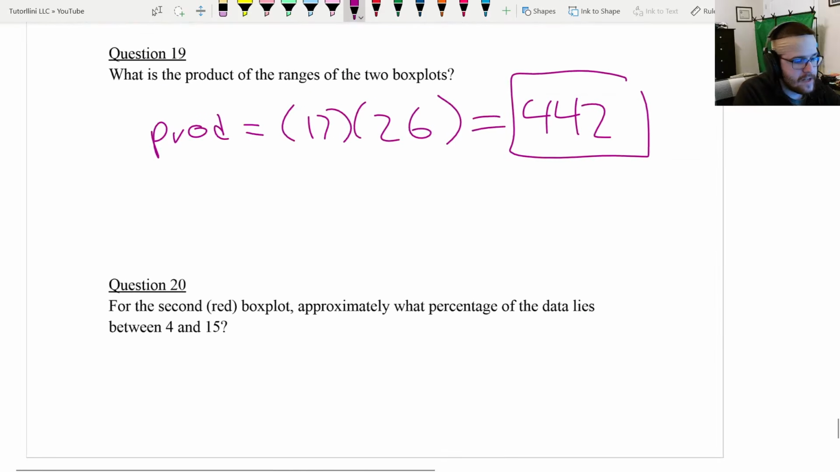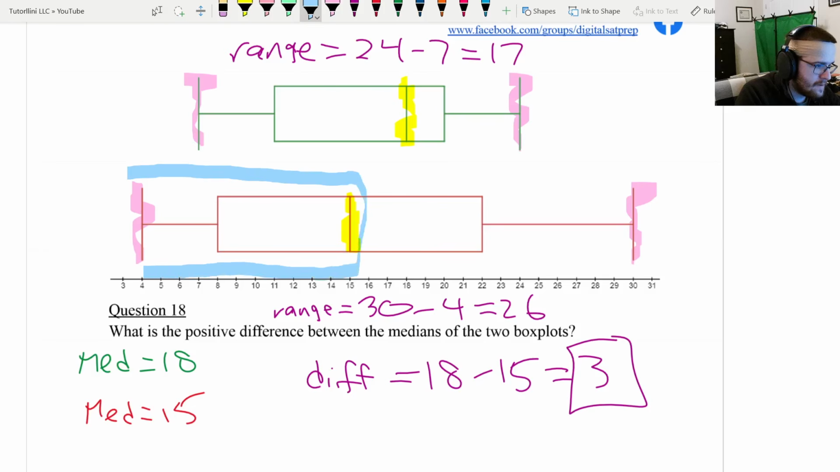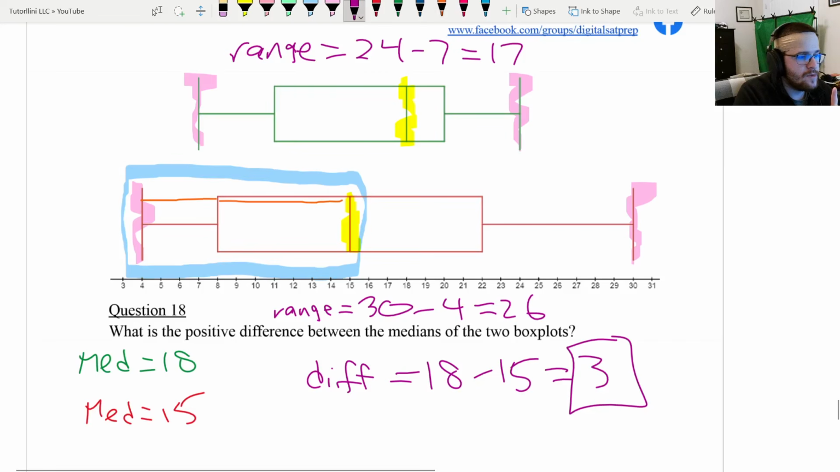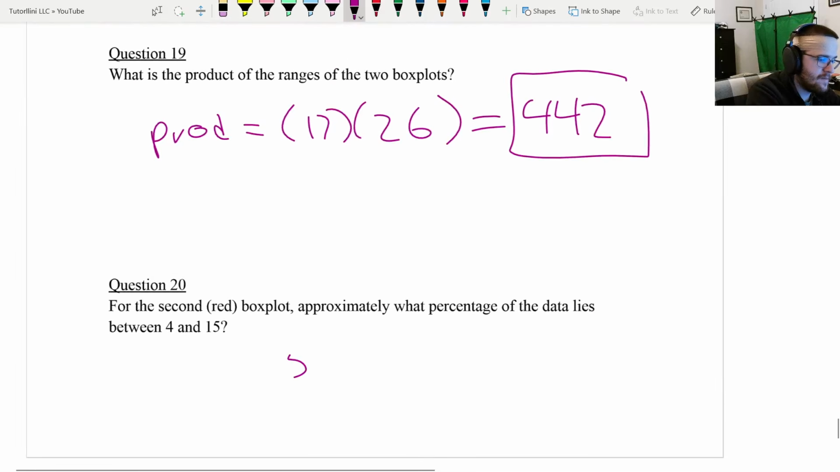And it says in the second box plot, the red one, what percentage of the data lies between 4 and 15? Okay, so 4 and 15. So that's that marker to this marker. That is 2 pieces of the box and whisker plot, the box plot. So each piece is 25%. So 2 pieces would be 50%. So that is 50% of the data.